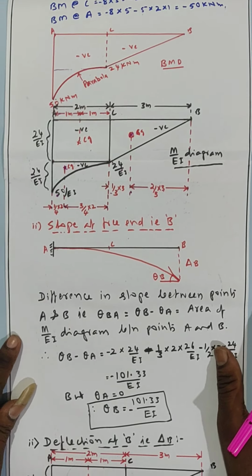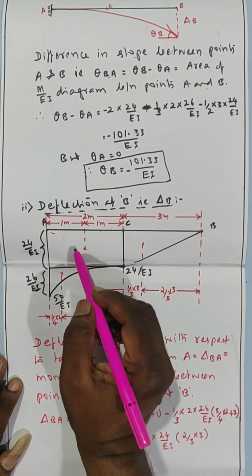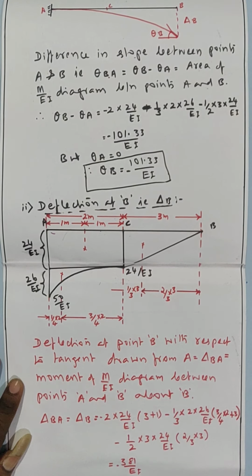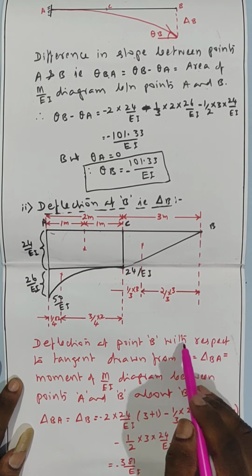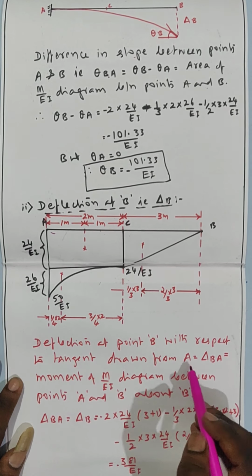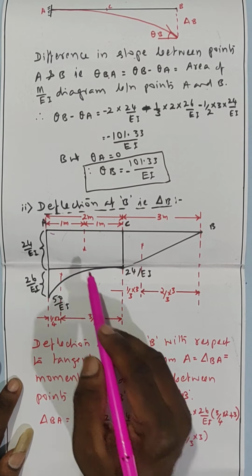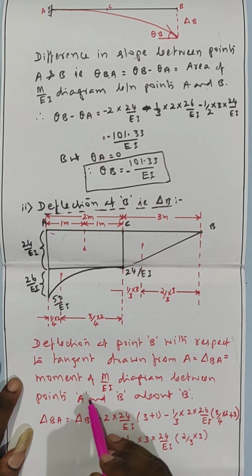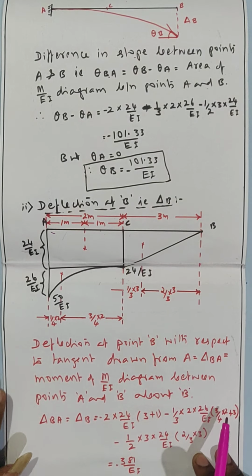Now we will calculate the deflection at the free end B. See, again I have drawn the M over EI diagram. In the exam it is not necessary. Now what deflection do we calculate? The deflection at a point with respect to the tangent drawn from point A equals the moment of the M over EI diagram, these three diagrams, about point B. Deflection at point B with respect to the tangent drawn from A, delta BA, equals the moment of the M over EI diagram between points A and B about B, where deflection is required.